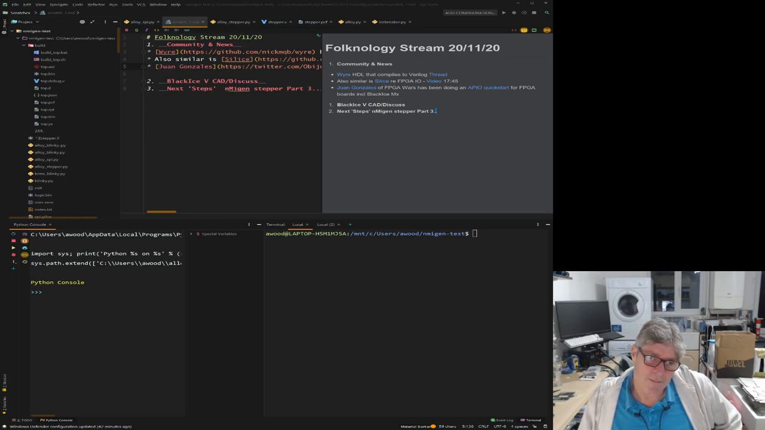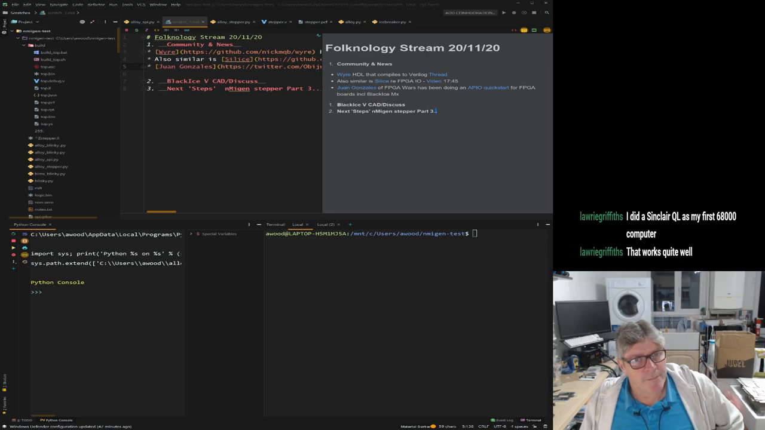Laurie's saying that the Apple II does run on the ULX3S as well. So how much memory can you do on the, what are you using, the SDRAM?